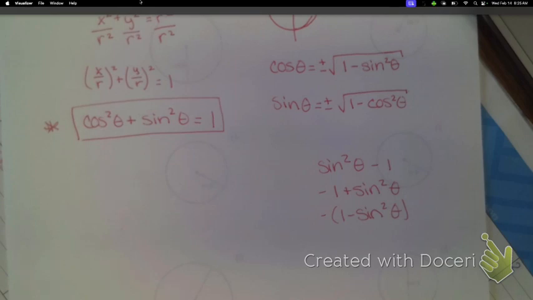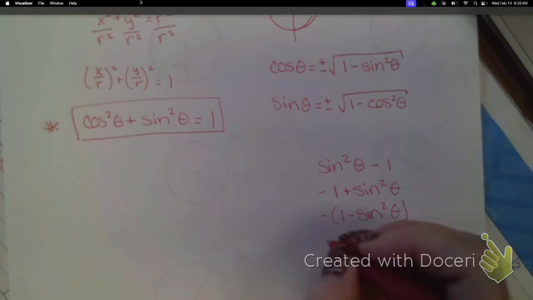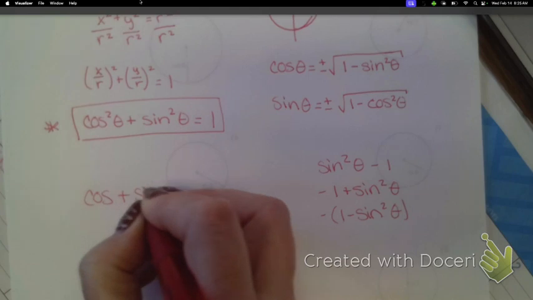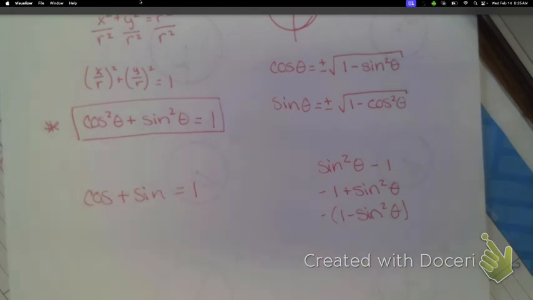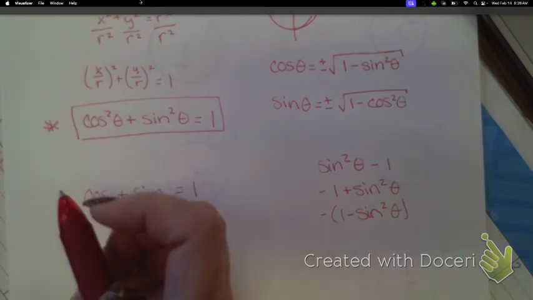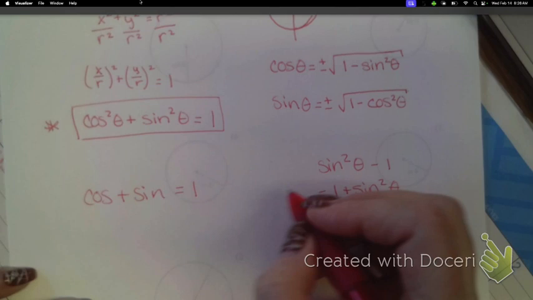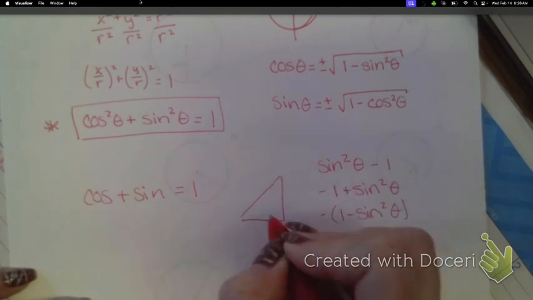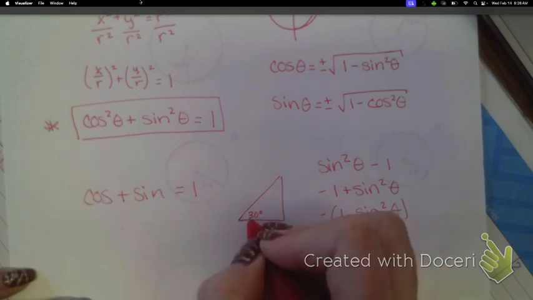Now, those are squared, yes? Does cosine plus sine equal 1? No. It does not equal 1 because they're not squared. So let's say if I had 30 degrees. Okay, so 30, 60, 90 triangle. We're going to do this real quick. What's opposite of 30 degrees? What's the ratio opposite of 30?